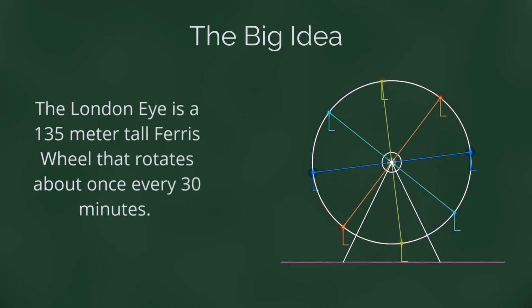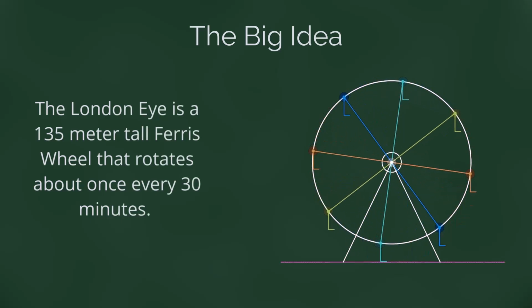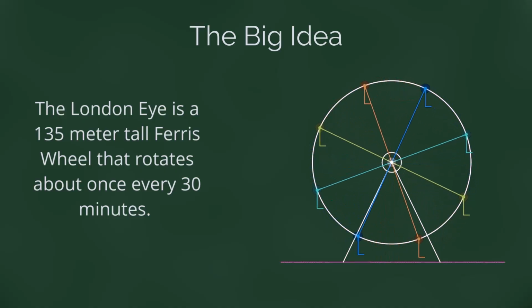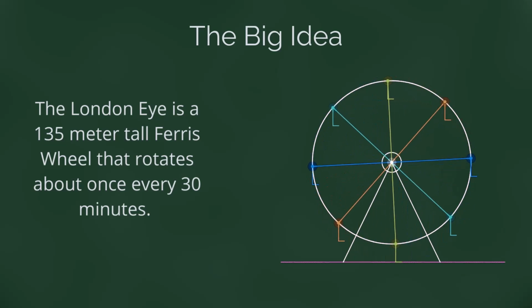To understand why these might be helpful to us, let's think about a rider on a Ferris wheel. In particular, let's think about a rider on the London Eye, a 135-meter tall Ferris wheel that rotates about once every 30 minutes.